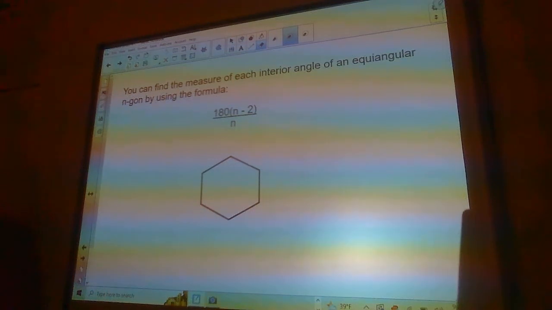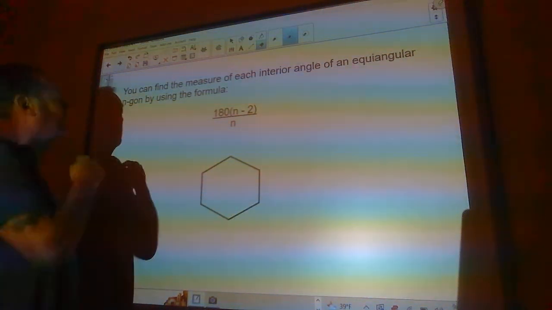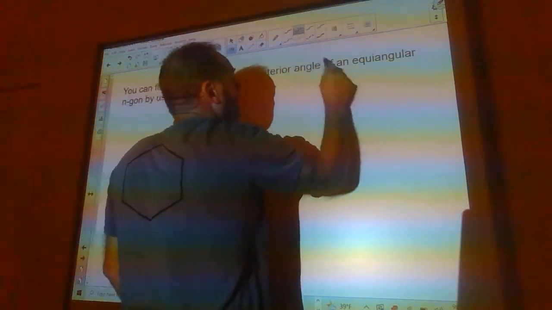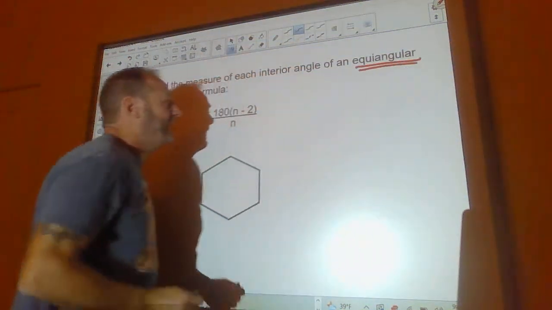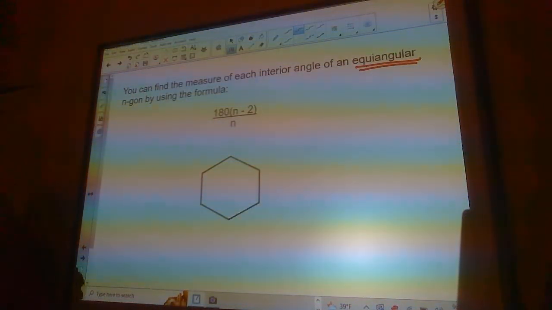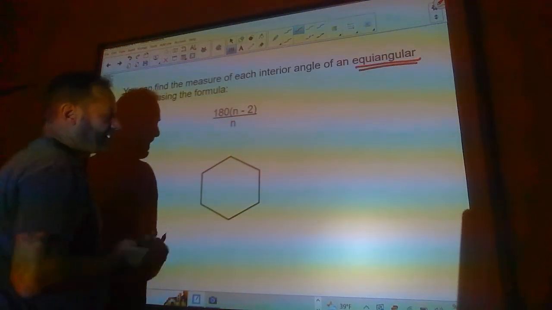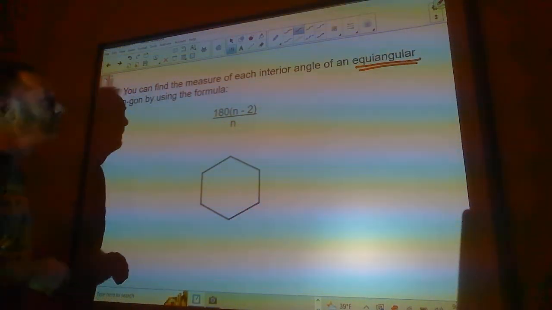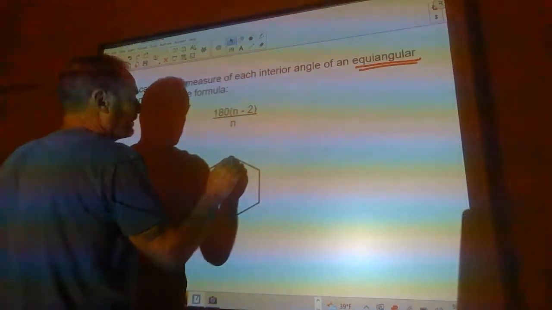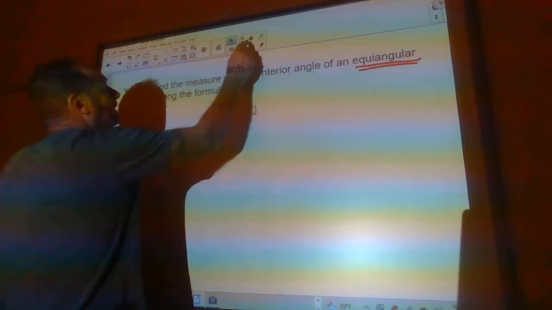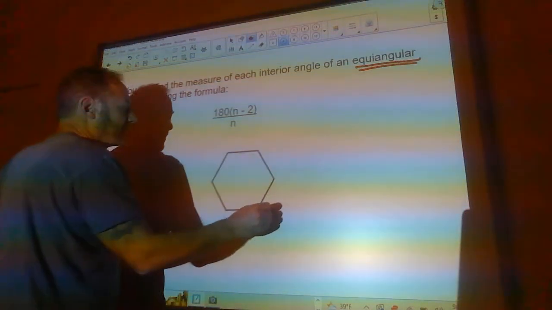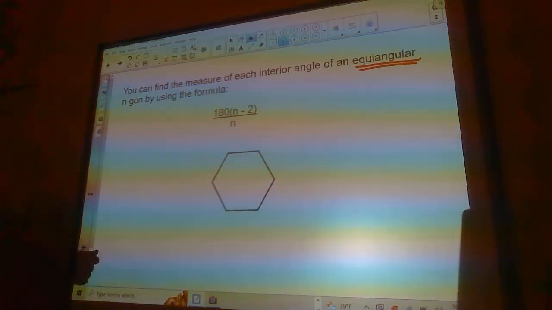You can find the measure of each interior angle of an equiangular n-gon by using this formula. Now, notice this has to be an equiangular, so all the angles are equal. All right, so in this case, if I had an equiangular hexagon, which this is not exactly one of those, but actually, I think I have one here that I can do. Let's delete this and go get this one. There we got a nice equiangular one.